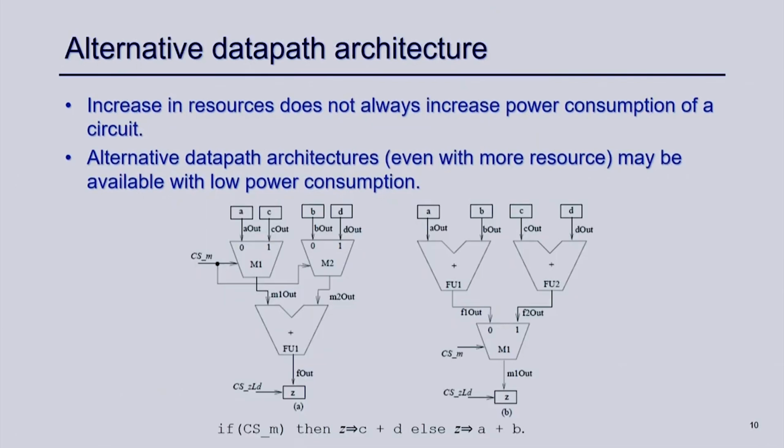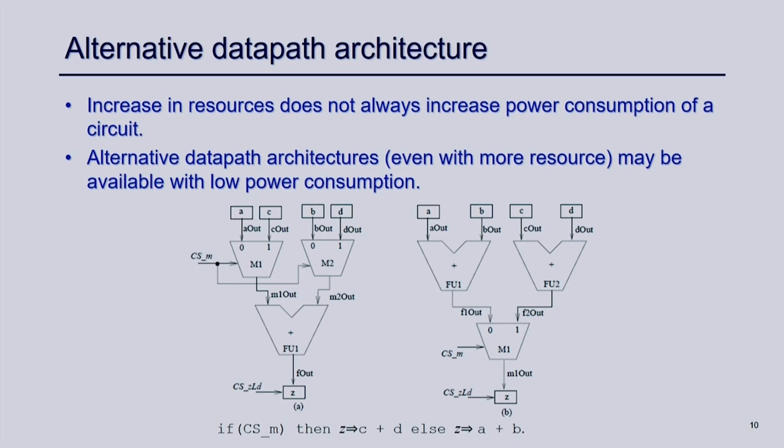We have a perception that if your number of resources is high, your power consumption will also be high, but that may not always be true. If you think about an example here, I have 2 multiplexers and an adder here, and in another architecture I have 2 adders and 1 multiplexer, but we assume that an adder is a more complex circuit than a multiplexer. So, we can say that this particular circuit has more resources compared to this circuit.